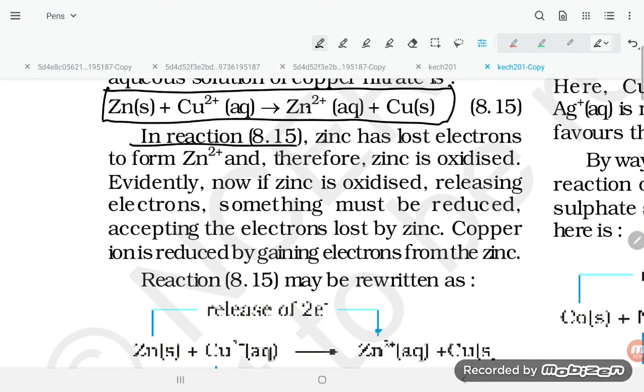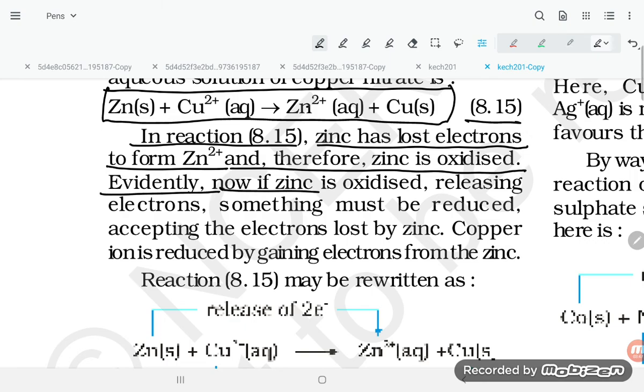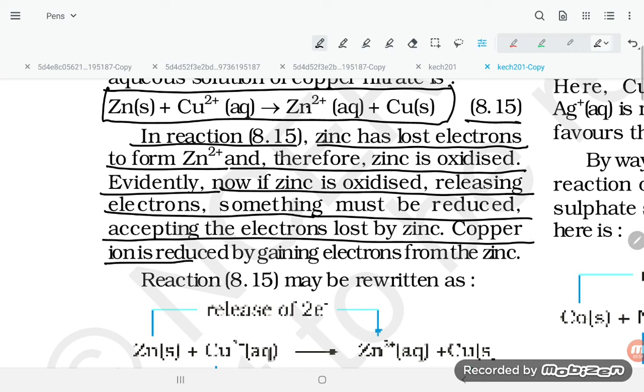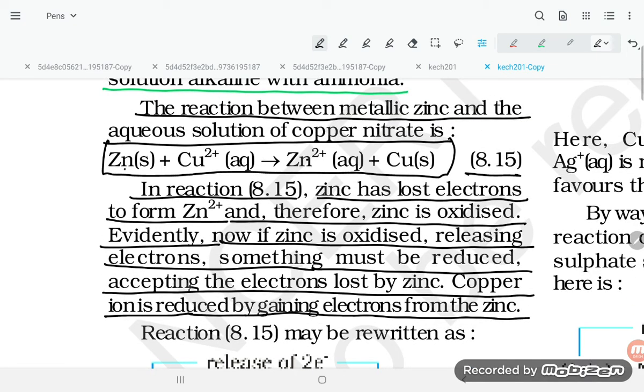In the reaction 8.15, zinc has lost electrons to form Zn2+ and therefore zinc is oxidized. Now if zinc is oxidized, releasing electrons, something must be reduced, accepting the electrons lost by zinc. Copper ion is reduced by gaining electrons from the zinc. Zinc is more reactive, so it loses the electrons, reducing the Cu2+, forming Zn2+ and copper. This is the theme of this paragraph.